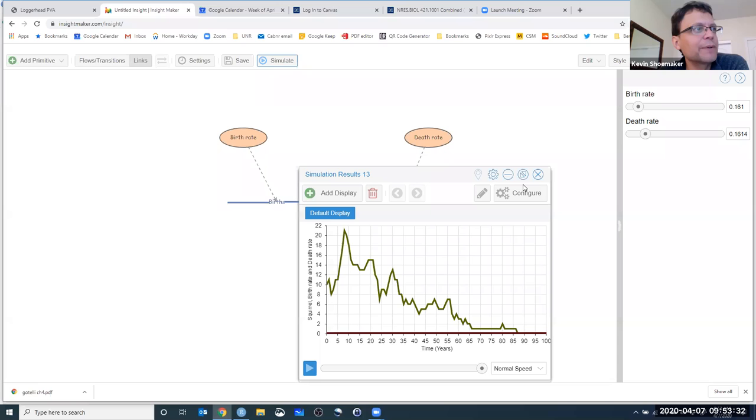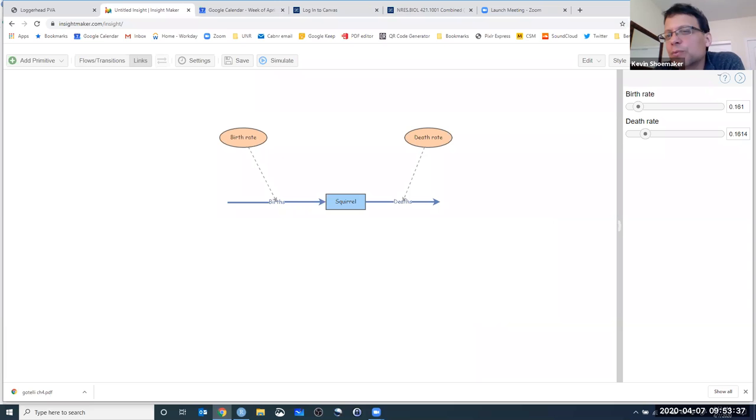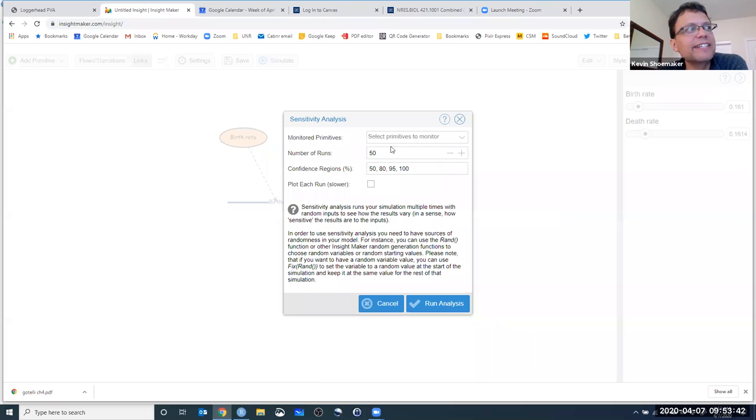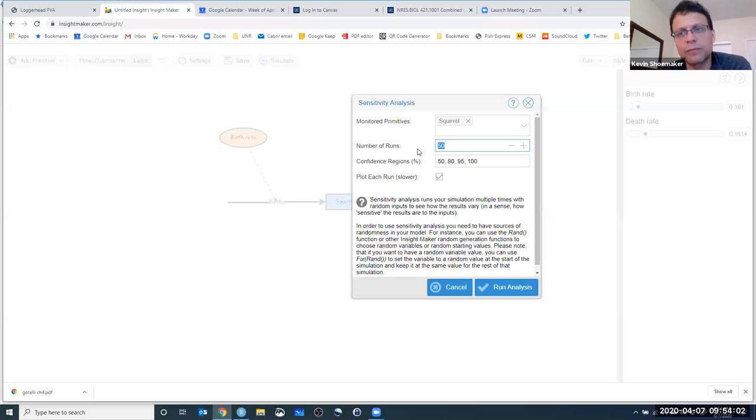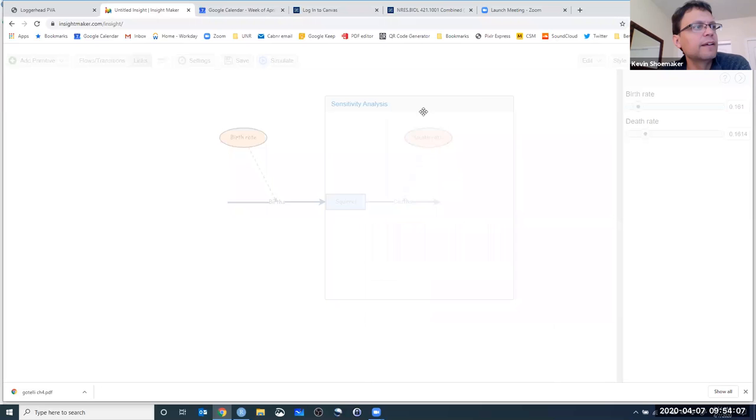There we go. And one of the cool things we can do is Insight Maker will run it many, many times for us. If we go to this tool, it's called the sensitivity testing tool. We can run it 50 or 100 times. We could plot each run if we want to, I always do that. You have to select one of the stocks or flows that you want to monitor over time before you can actually run it. So I'm going to monitor the squirrel population over time, and I'm going to do it 50 times. We're going to run 50 different replicates of this model for 100 years.